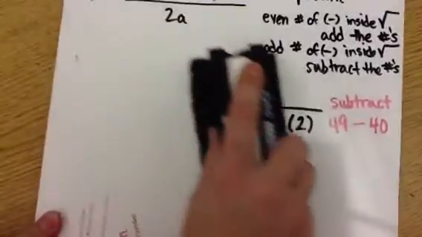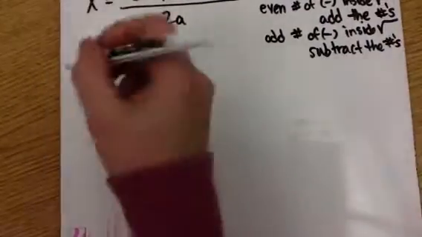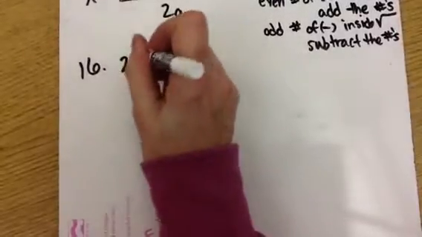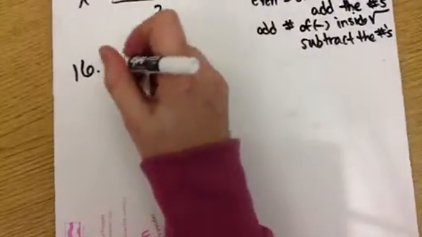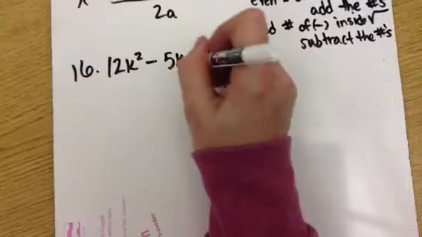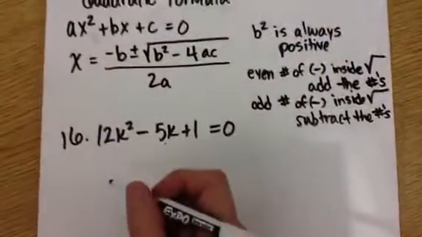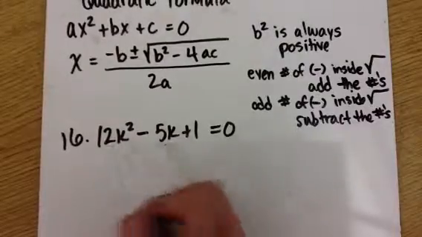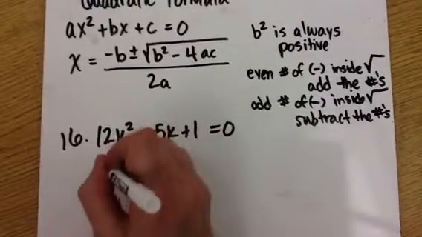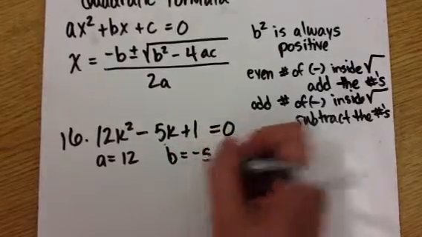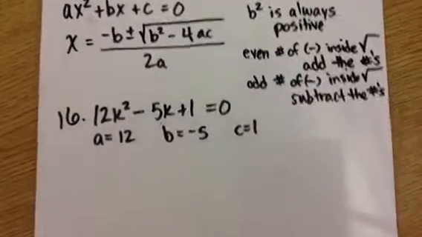And we are on our final problem for solving quadratic equations, number 16. 12k squared minus 5k plus 1 equals 0. That's already in the correct format where it equals 0 and it's in standard form. So we'll go ahead with A is 12, B is negative 5, and C is 1.